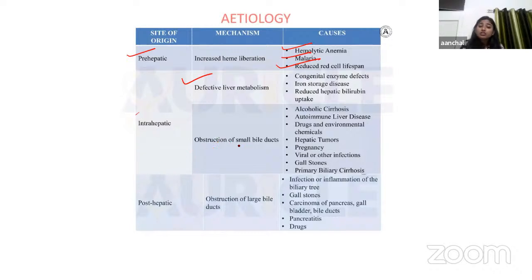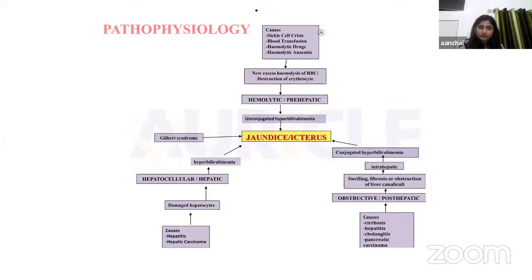First, we have obstruction of small bile duct, or second, obstruction of large bile duct. For obstruction of small bile duct, the causes could be alcoholic cirrhosis, autoimmune liver disease, drugs and environmental chemicals, hepatic tumor, pregnancy, viral or other infection, gallstone, primary biliary cirrhosis. And for obstruction of large bile duct, we have several causes like infection or inflammation of the biliary tree, gallstone, carcinoma of pancreas, gallbladder, bile duct, pancreatitis, or the presence of any drugs.